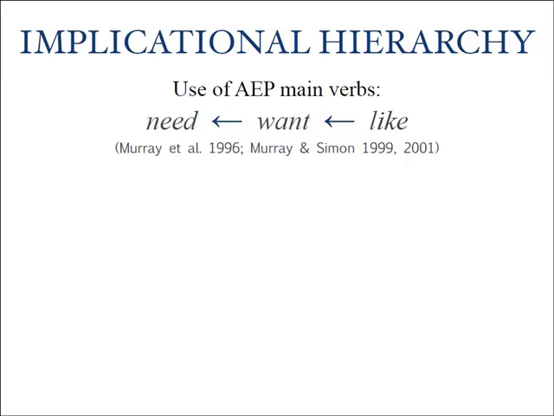So not only were there these numbers, so smaller groups, but there was also this implicational scale in the sense that if you were a speaker who could do the AEP with like, it also meant that you could do it with want and need, right? If you were someone who could do it with want, it didn't necessarily mean you could do it with like, but it meant that you could do it with need, right? So need is the most frequently used, like is least frequently used, and we get this scale.